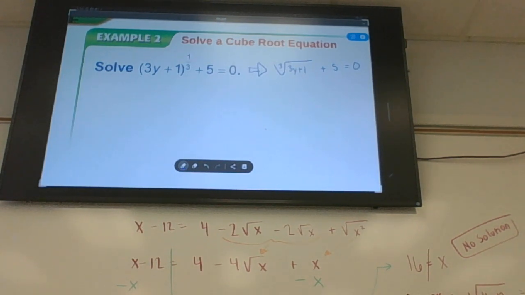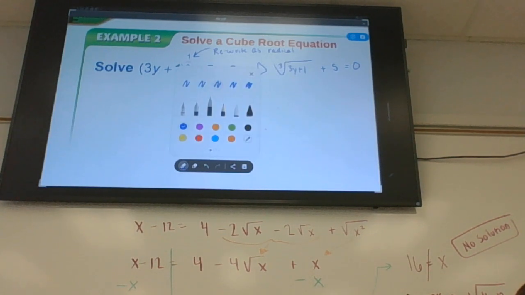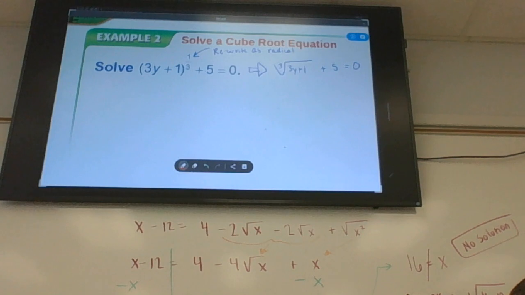So if the problem's presented, it goes both ways in this section. It's kind of lumped together, radicals and rational exponents, because they're the same thing. If the problem's presented with a rational exponent, go ahead and rewrite it as a radical. It's not necessary; I could raise both sides to the power of 3, but you'll find it a little more recognizable. Okay, so here we are. We need to isolate the radical.